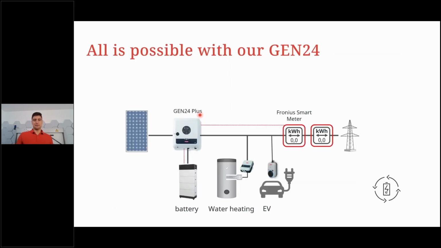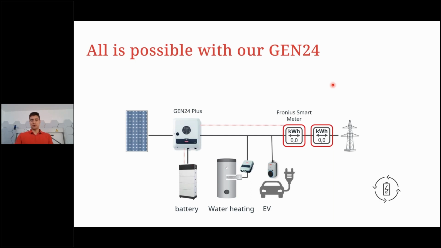And all of this you can do with our Gen 24 Plus inverters. So the Gen 24 Plus inverters, they are hybrid inverters. They are working with batteries, and of course also with other devices such as the mentioned Ohm Pilot or Watt Pilot. Please also note that for all of those systems, you need a Fronius smart meter. So this is the basic equipment, the Fronius smart meter and the Gen 24 Plus inverter.